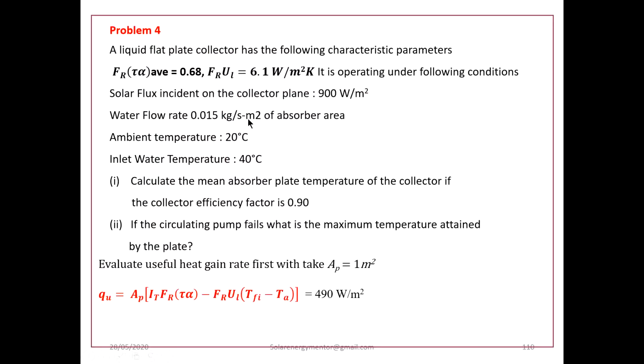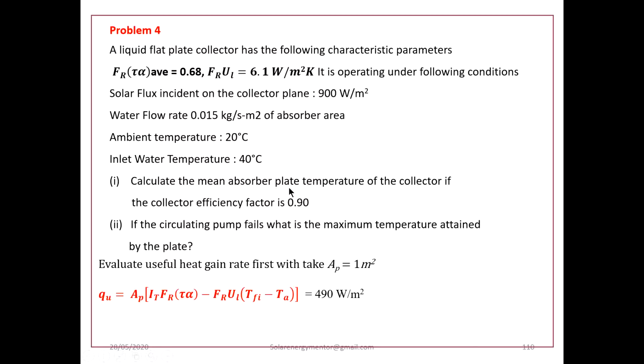So 0.15 kg per meter square of absorber area. Ambient temperature 20 degrees Celsius. Inlet water temperature 40 degrees Celsius. So TFI is given, TA is given. FR tau alpha and FRUL are given. IT is given. So what do we have to calculate?